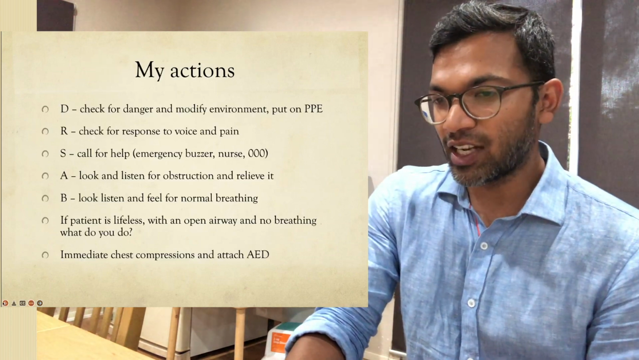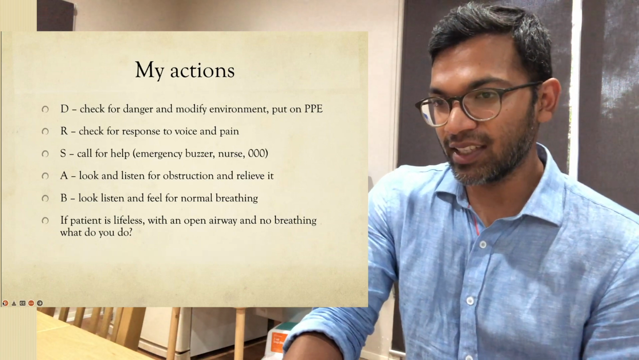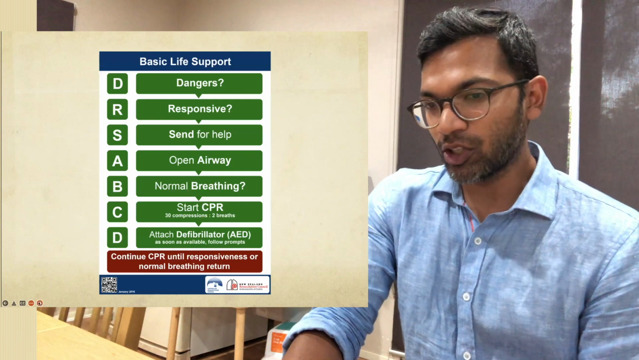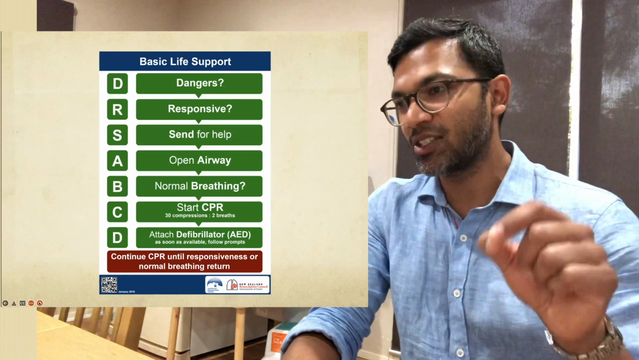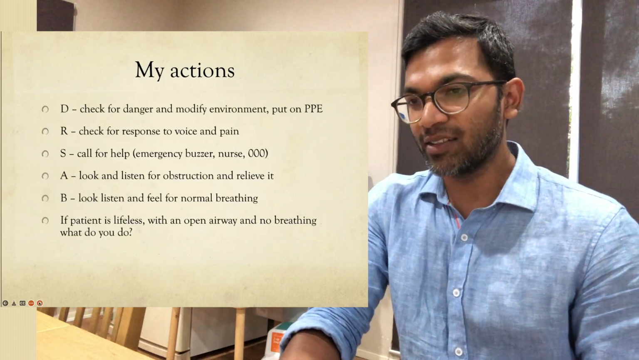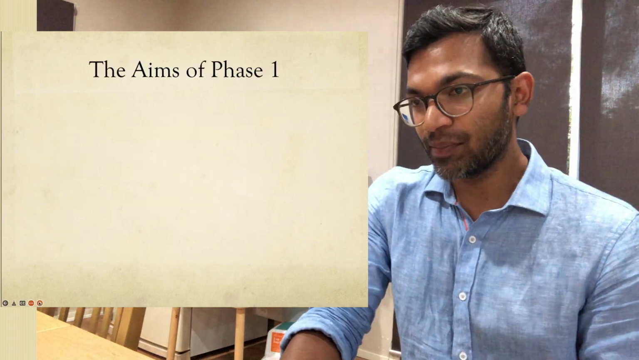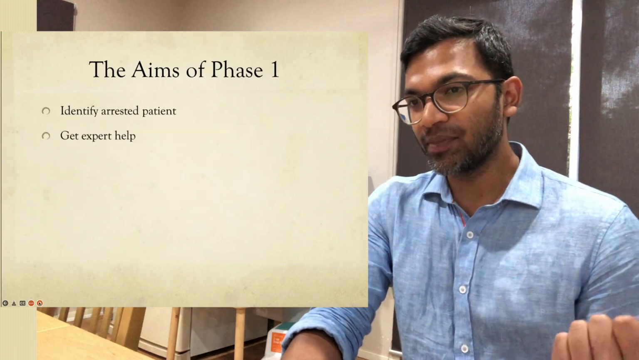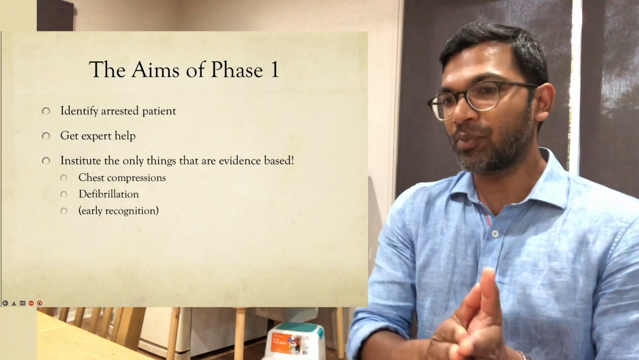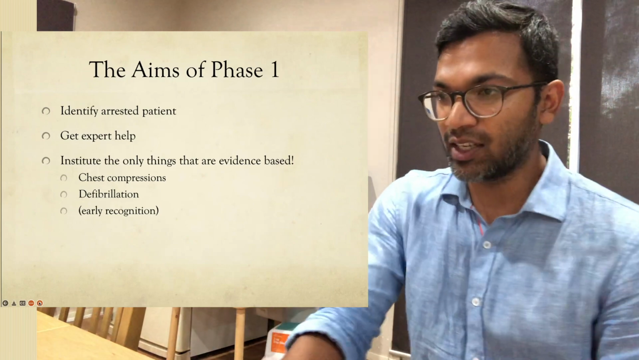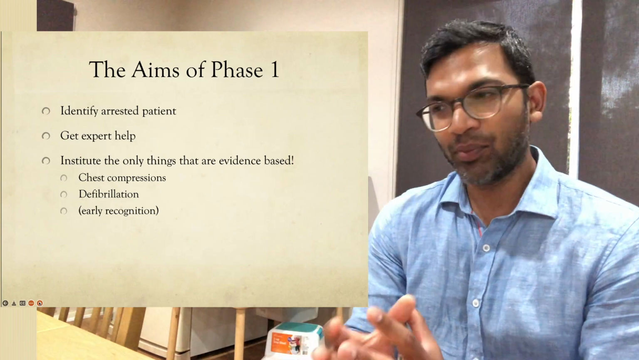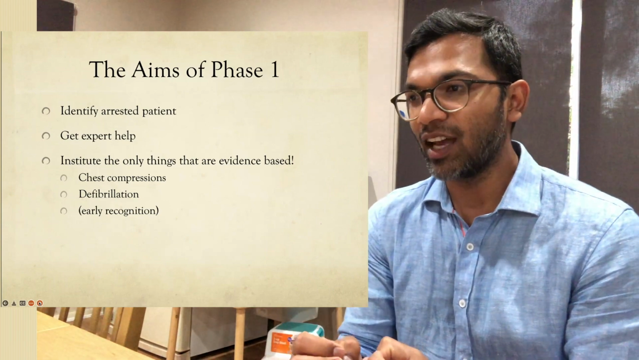And then finally, this chart also goes into attaching the AED. So look at that whole thing. That whole document is really just to tell you this patient is now arrested, and we're going to start doing the actions that are most evidence-based. So the aims: identify the arrested patient, get expert help, and then institute the only things that are actually evidence-based: chest compressions, defib, and obviously the early recognition. So think about that. If all you did was BLS, that's pretty much all you need to keep the patient alive.